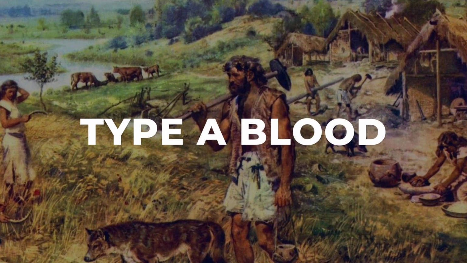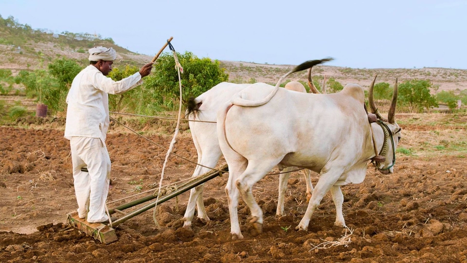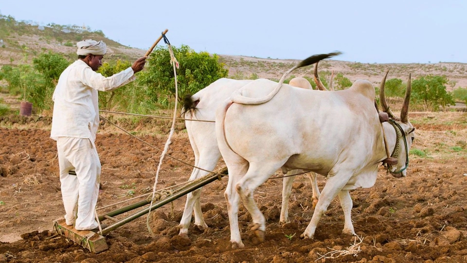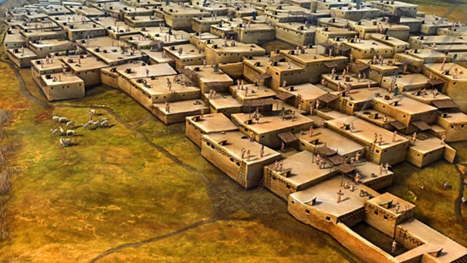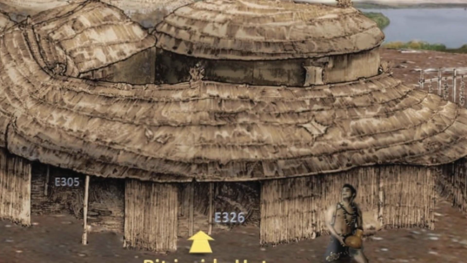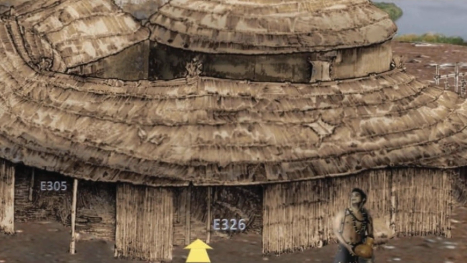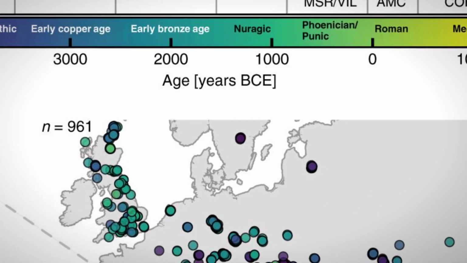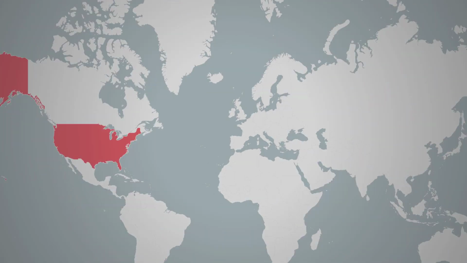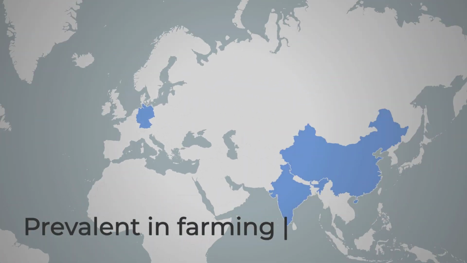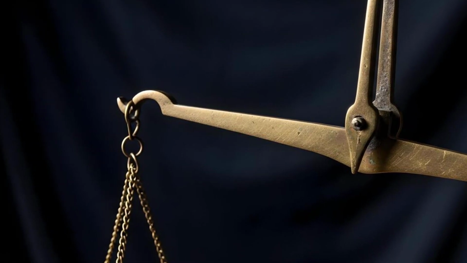Now, fast forward about 20,000 years. Humans stopped wandering and started farming. This is when type A blood emerged. Permanent settlements meant crowded conditions, new diseases, and grain-heavy diets. Type A evolved as an immune adaptation to this lifestyle. It shows up most frequently in populations with long agricultural histories, and it comes with trade-offs.